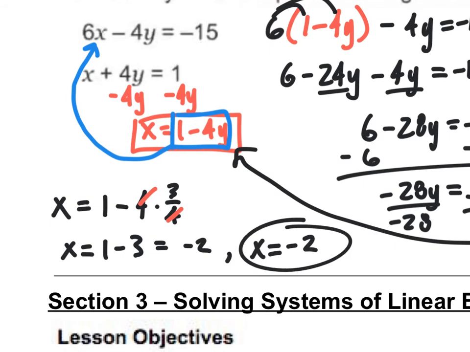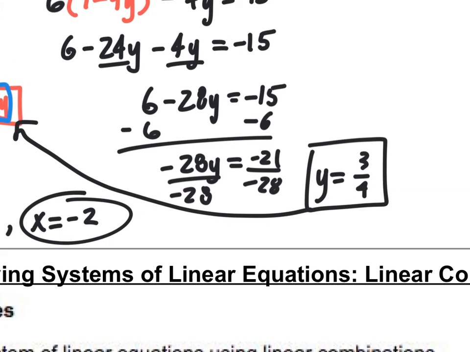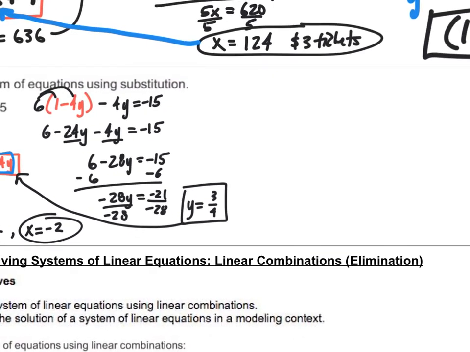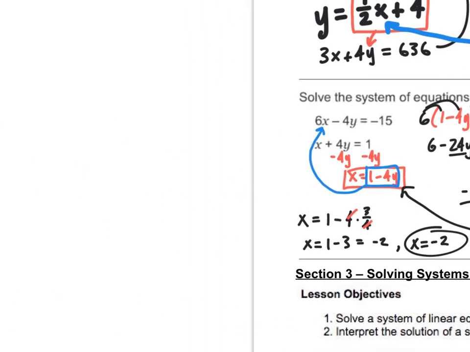So now, let's think about this. I have an x value, I have a y value. What this represents is a point on the graph. So my solution, my answer, is going to be the point (-2, 3/4). Now let's check this graphically real quick. I'm going to plug both of these into Desmos and see what we get.